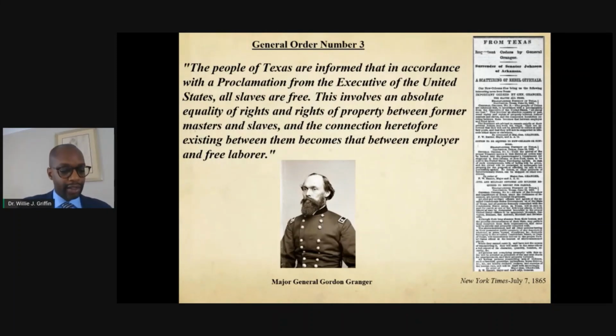So the promise, again, the promise of absolute equality was not realized with emancipation, and it remained elusive.